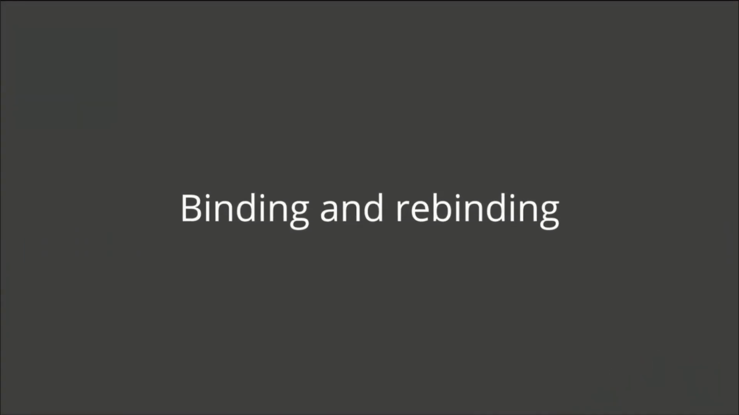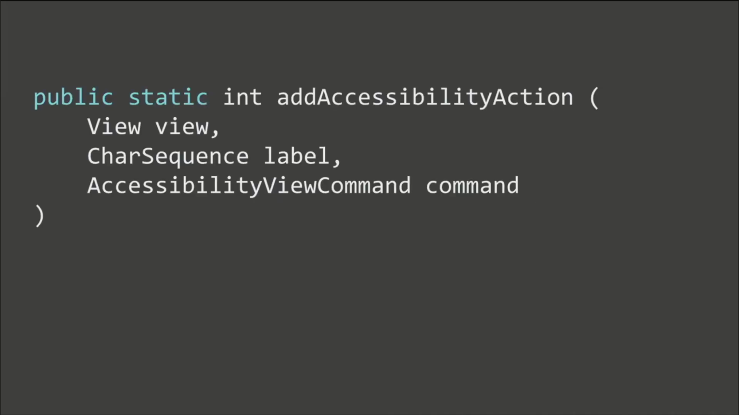Like in your life cycle, where do you put all this? There's no one obvious place, but generally speaking, you will probably do something with all of this stuff in your binding logic, on bind view holder probably, or a place like that. So first of all, before we go there, let's talk about the API again. Add accessibility action returns an int. This is something we haven't talked about yet. So the int is the ID of the action that was registered.